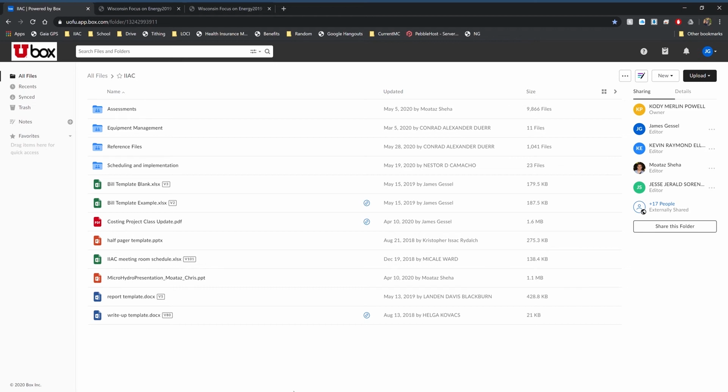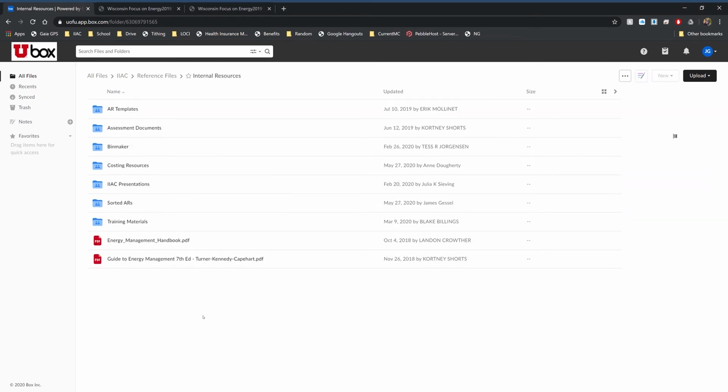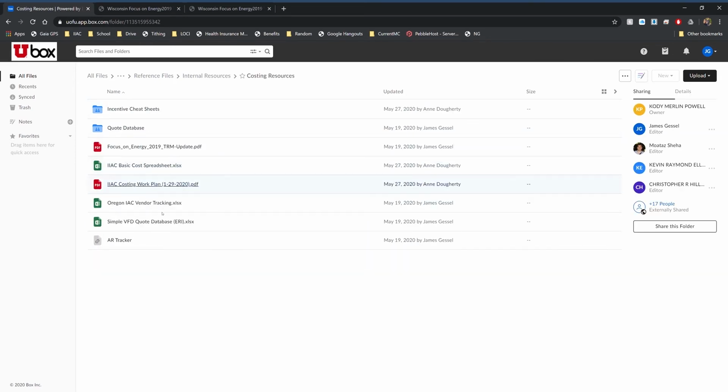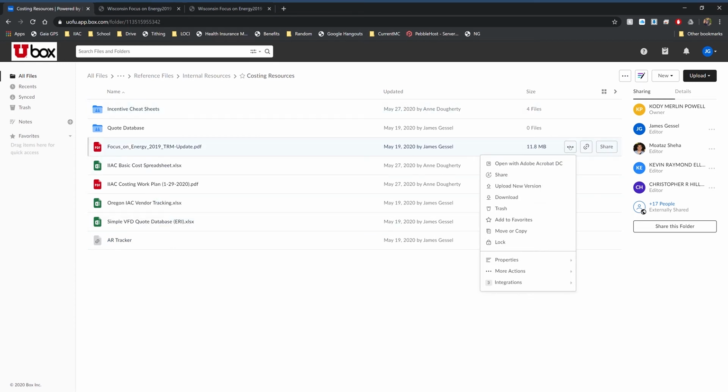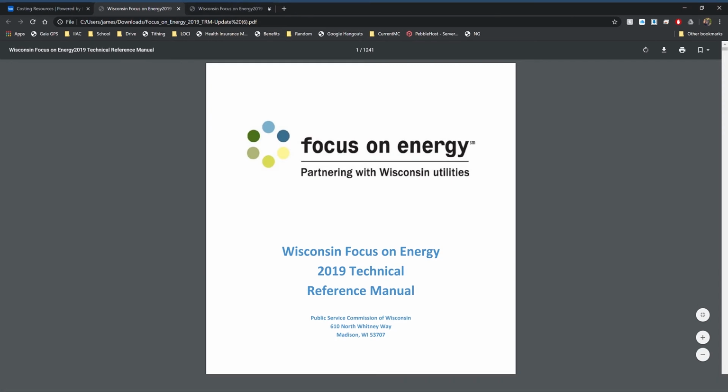So first of all, how to find it: just log into your IAC Box page, go to Reference Files, Internal Resources, and Costing Resources. This isn't just a costing resource, but it's in this folder for now, so just FYI. Go ahead and download it and open it in your PDF viewer of choice. And so here we go.